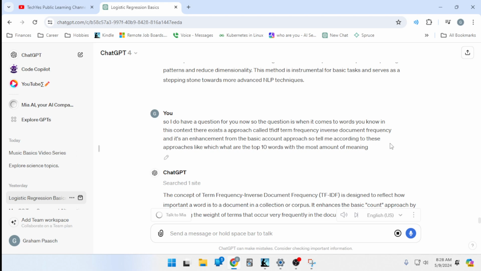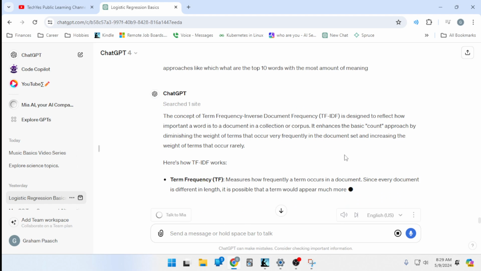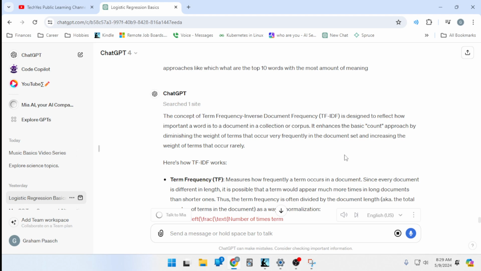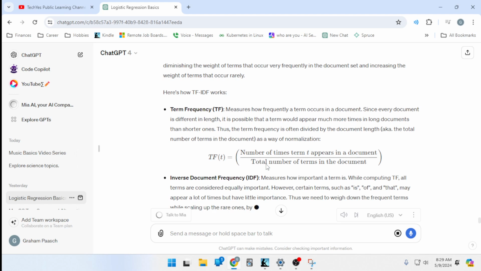The concept of term frequency inverse document frequency, TF-IDF, is designed to reflect how important a word is to a document in a collection or corpus. It enhances the basic count approach by diminishing the weight of terms that occur very frequently in the document set and increasing the weight of terms that occur rarely. Oh, it just depends on the document.